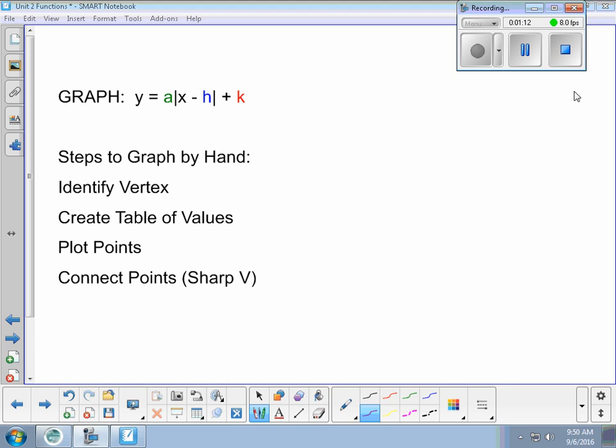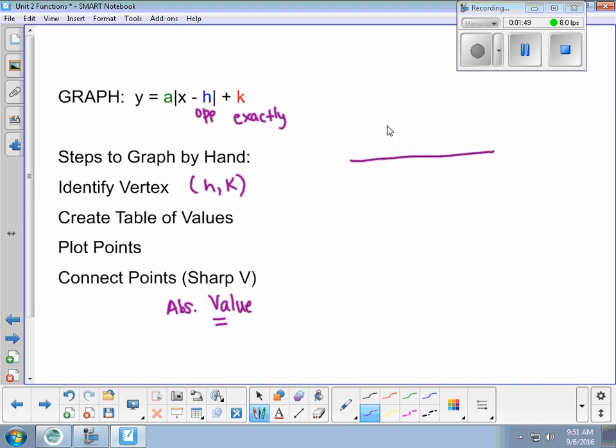In order to graph by hand, we're first going to find what's called the vertex. The vertex is the value (h, k). It's the opposite of what's inside the absolute value bar and exactly what's outside. So we're just looking at these two values. After we find the vertex, we're going to create a table of values, plot the points, and then connect those points in a sharp V.